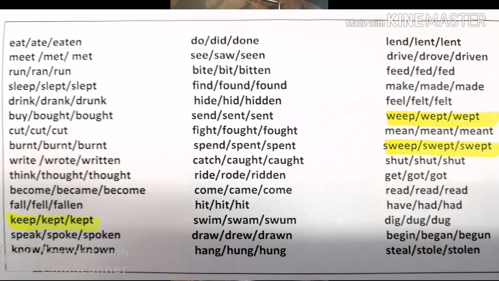Now I will show you a verb list. Have a look at this verb list and try to think why the three verbs are highlighted. Yes, keep, kept, weep, wept, sweep, swept. Why are they highlighted? Yes, because they have the same rhyme. They follow a pattern, or the same pattern.